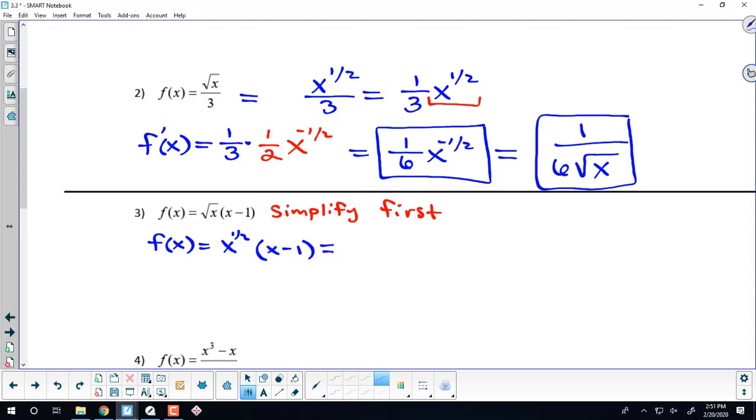So we're going to just say that's x to the 1/2 times the quantity x minus 1, and then just distribute that in. So we have x to the 1/2 plus 1, x to the 3/2 minus x to the 1/2. So then we see we now have no longer a product of two functions of x, but two functions of x that are added or subtracted together. And they're both powers. So what is the derivative? What's f prime equal to?